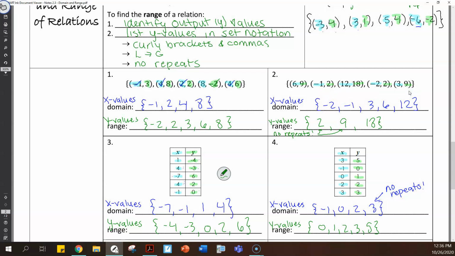Number 4, the x values, the domain are -1, 0, 2, and 3. Again, I don't want to repeat that 3, even though I do have it twice. Then with my y values in my range, I've got 0, 1, 2, 3, and 5.